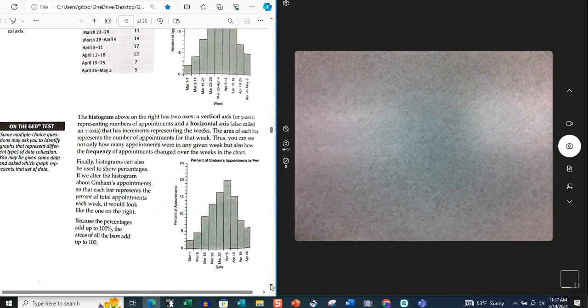Finally, histograms can also be used to show percentages. If we alter the histogram about Graham's appointments so that each bar represents the percent of total appointments each week, it would look like the one on the right. Because the percentages add up to 100%, the areas of all the bars add up to 100.